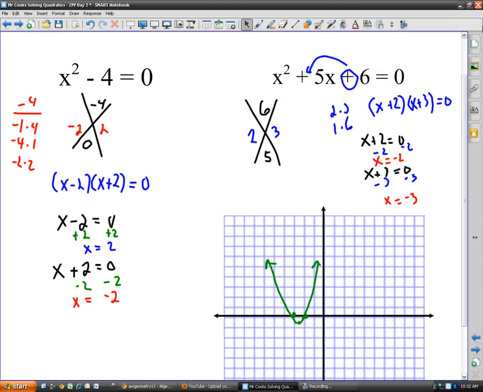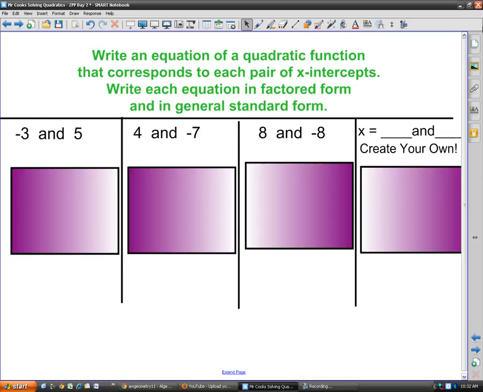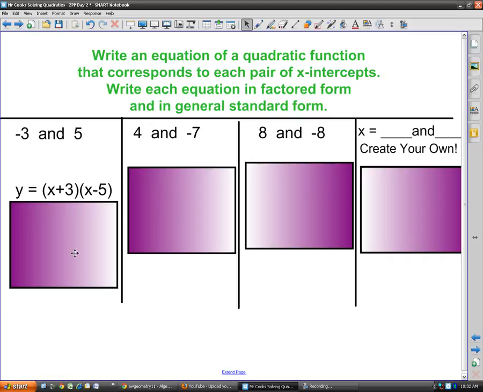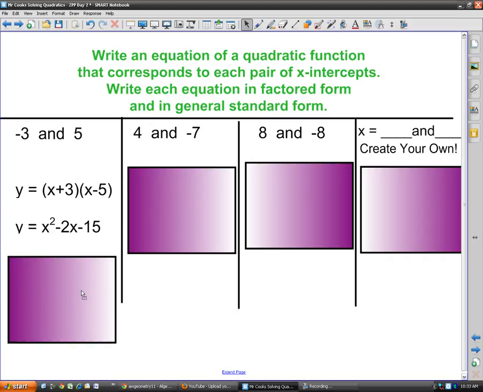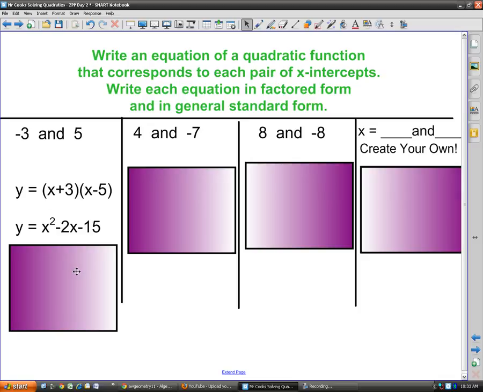Alright, so then we wanted to go the other way. This time I'm giving you where it's crossing the x-axis, negative 3 and 5, and I want you to write the equation. If I give you negative 3 and 5, then I would set it up to look like this. Then using FOIL, I would multiply together, and either one of these equations would work. So try each one of these on your own. And if I do the next one, it would be something that looks like that.